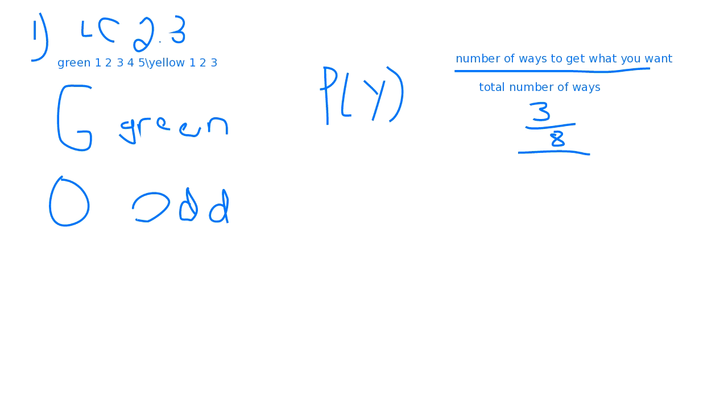Yeah, I know. I'm sorry. I didn't type it out really well, but the green are 1, 2, 3, 4, 5, and the yellow are 1, 2, 3.